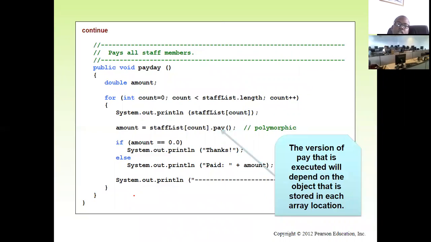Now we create a method called payday, which is going to make sure everybody gets paid. I want you to pay attention to this line, because this is the elegance we're talking about. We have a for loop which goes through the list from start to end, and we print where we are in the list. Then we show how much the current person in that position is going to get paid. And guess what? Depending on the type of the object being referenced by the member in the staff list, a different version of pay will be executed. And that makes that line polymorphic.